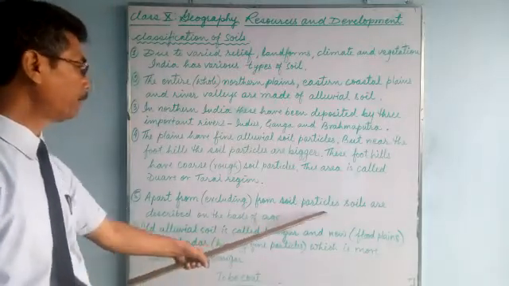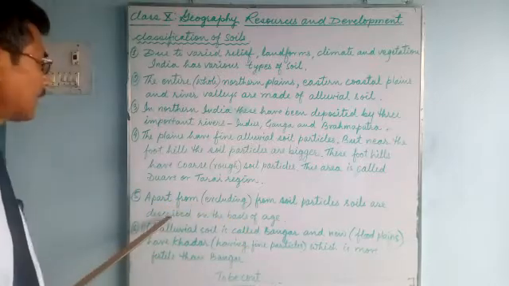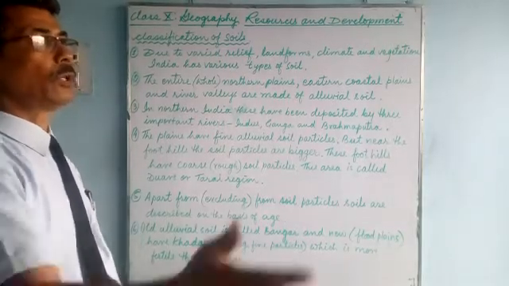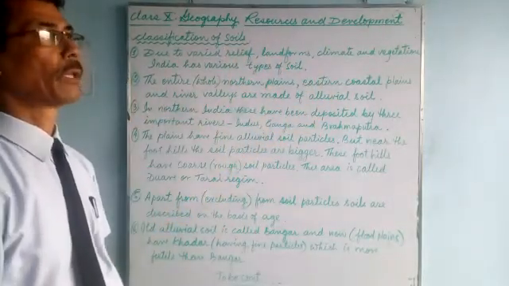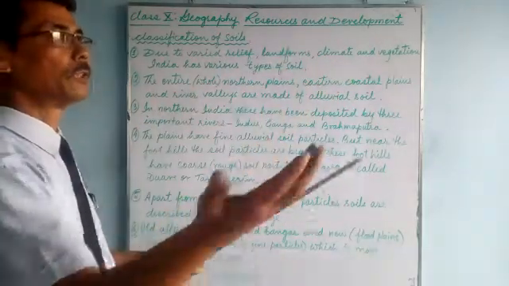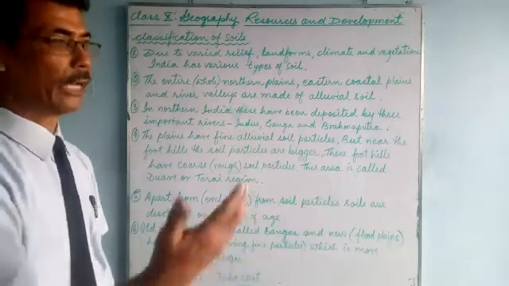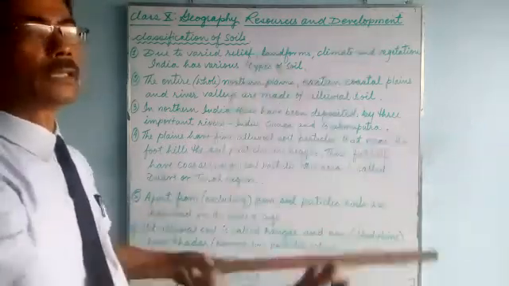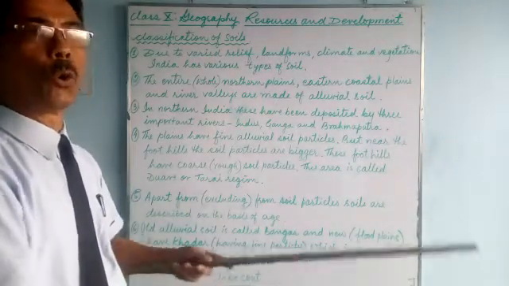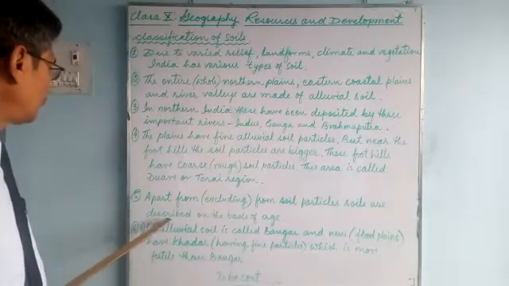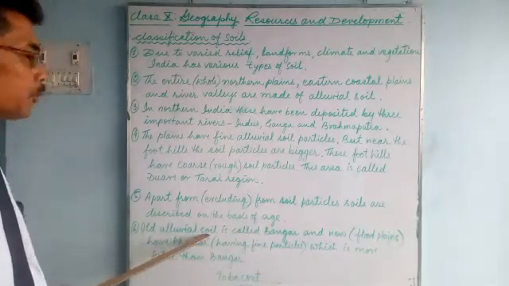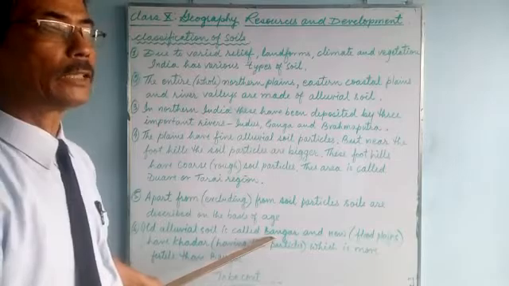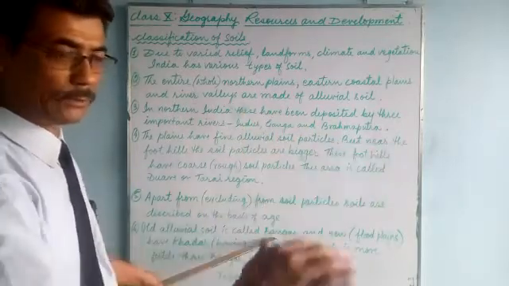Now apart from that, fine particle soils are described on the basis of age. The soil particles over here in the plains, this is Bangar. This is an old alluvial soil which had been deposited by the Ganga river millions of years before. Here it doesn't flood, so this soil is old. The old alluvial soil is called Bangar, which is above the river valleys.